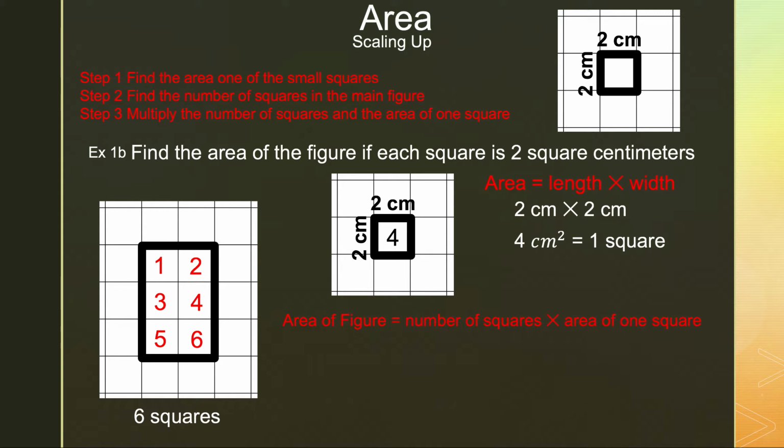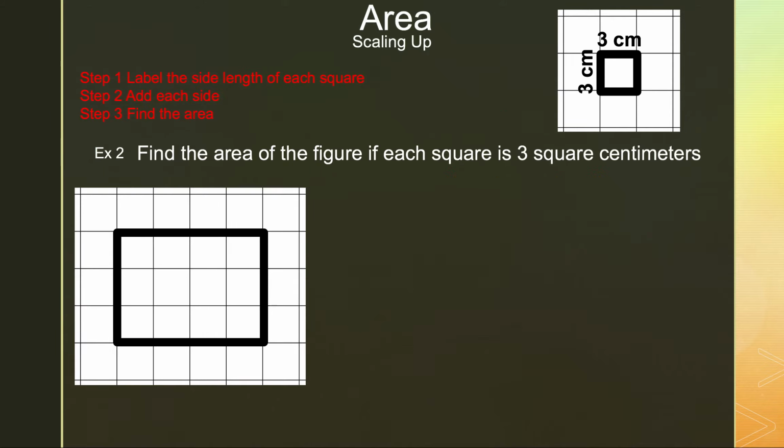So now we need to find the area of the figure. So we do number of squares, which is 6, times the area of 1 square, which is 4. And when we do that, we get 24 centimeters squared, just like the first way we did it. So you can choose which one you think is better for you. So let's take a look at example 2.